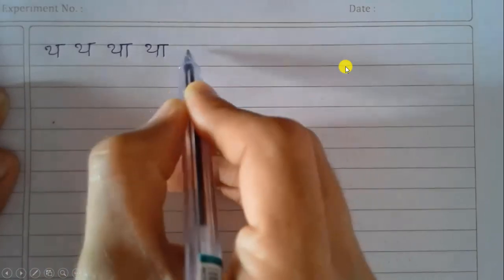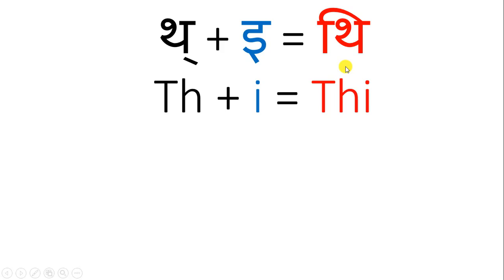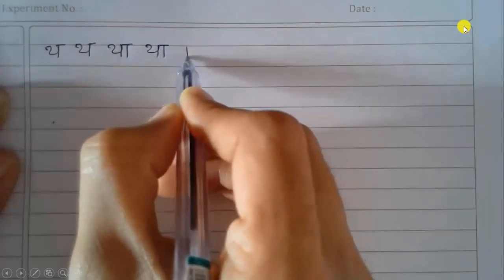Okay. Next is thi. You get this sound thi when you add th to e. Th plus e equal to thi. And thi is written like this.